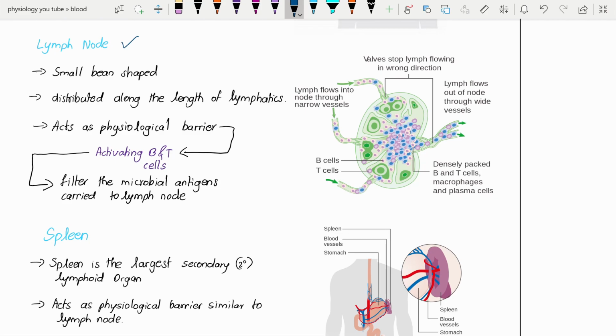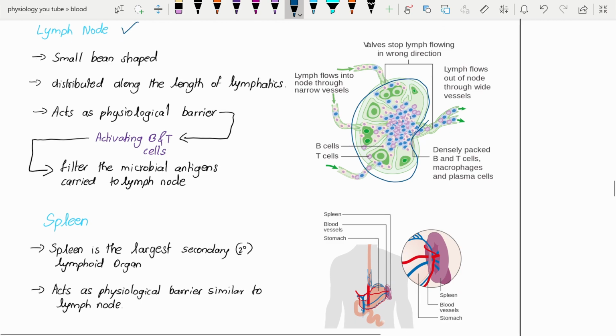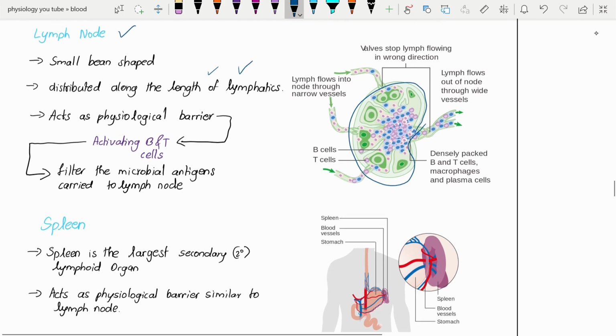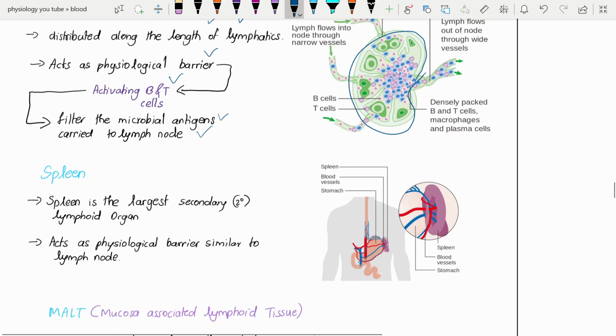And the lymph nodes are small bean shaped organs. As you can see, they are bean shaped and distributed along the length of the lymphatics. Most of the time we see them along the root of the lymphatic vessels, like the axillary lymph nodes. These act as a physiological barrier by activating B and T cells, and they filter the microbial antigens carried to the lymph nodes.